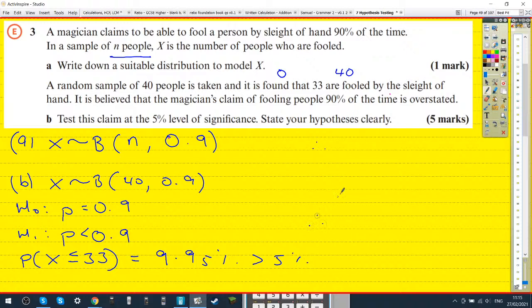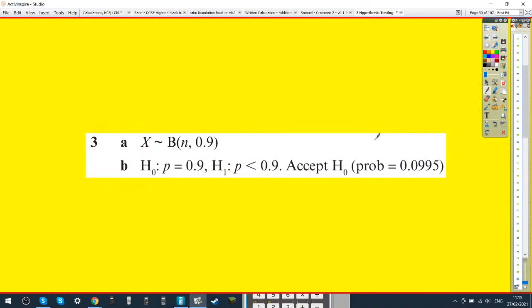And so there's insufficient evidence at the 5% level of significance to reject the null hypothesis. Therefore, we accept the null hypothesis. Yeah. That's how these work. Yeah. Accept H null. Okay, let me see this. H null is that. H1. Okay.